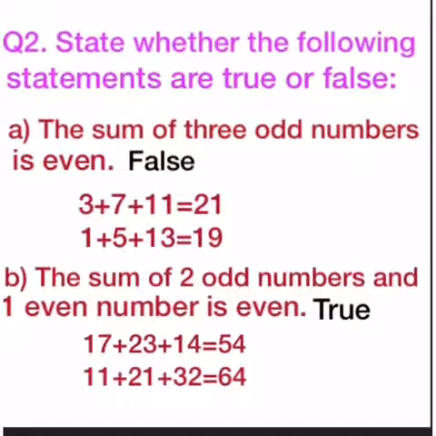Then comes the statement, the sum of two odd numbers and one even number is an even number. So this statement is true. See here, 17 and 23 are two odd numbers and 14 is an even number. So the result is 54, which is an even number. So children, the sum of two odd numbers and one even number is even. So this statement is true.